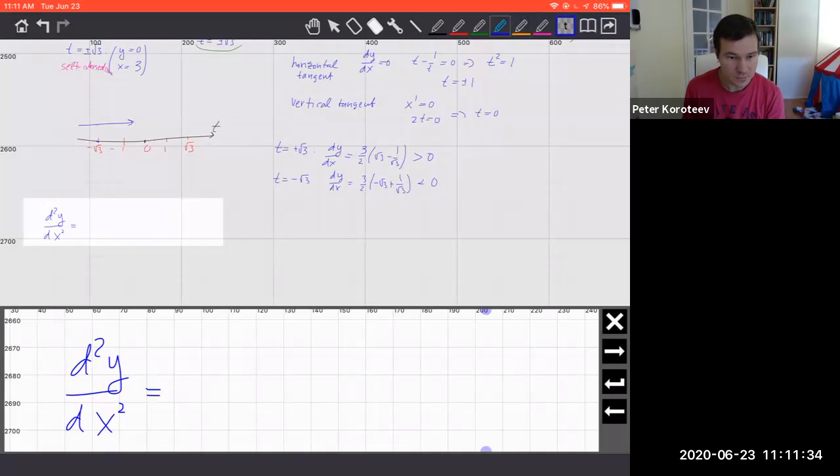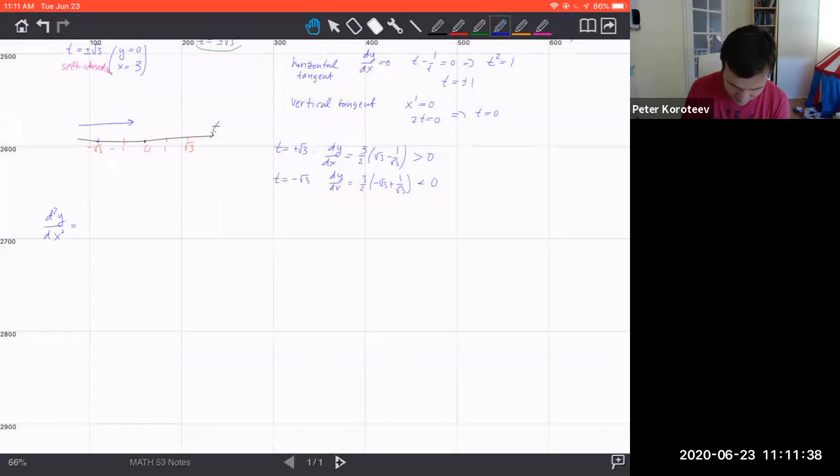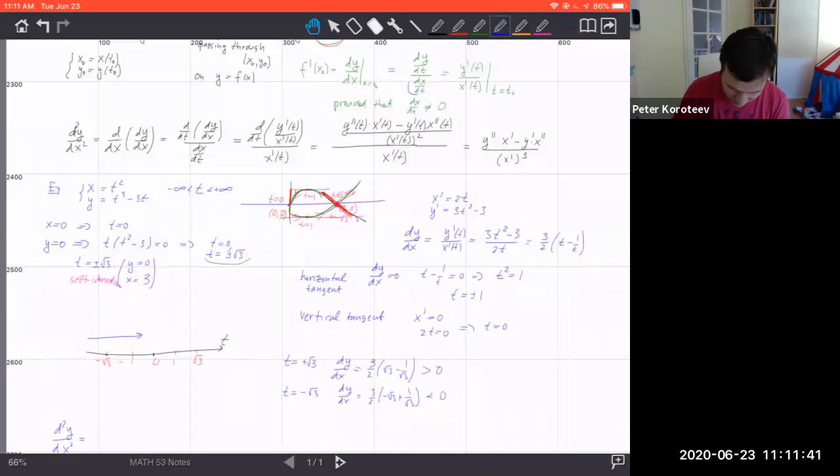Well, we can either take the formula I derived for you in general in terms of x prime and y prime, but this may be a bit longer. So let's work with this formula, because we know exactly what dy over dx is. So the dy over dx is this. What we need to do is take another derivative of that and then divide by x prime. This way, I think it will be a bit faster.